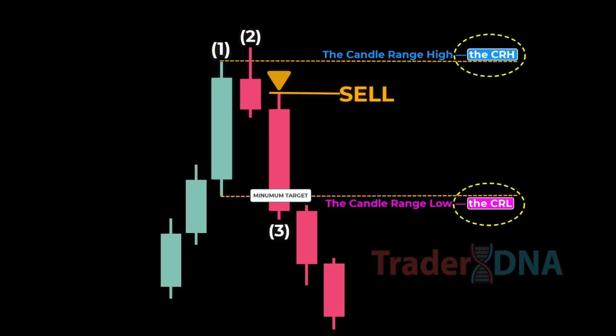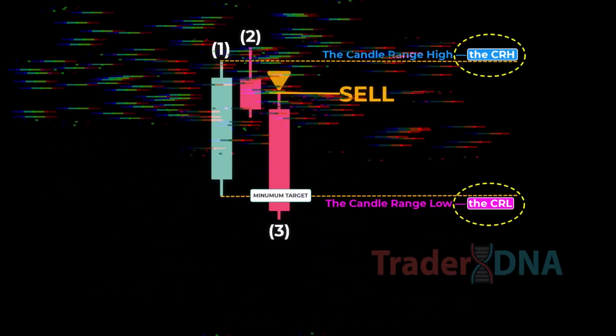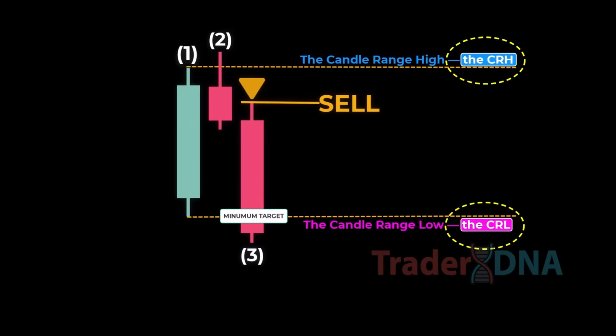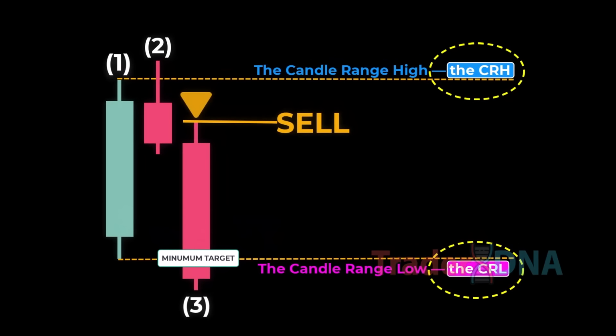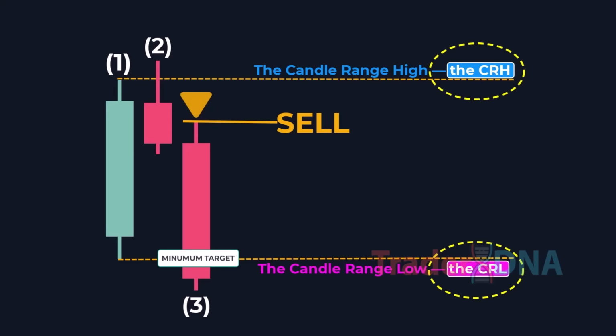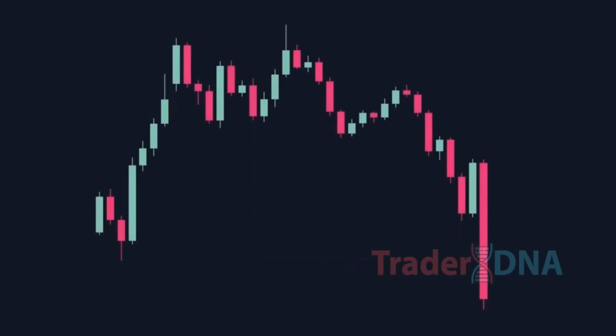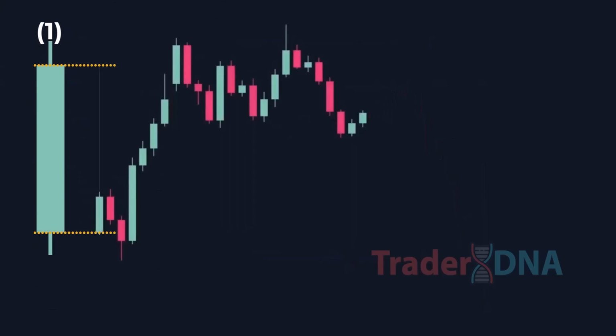Once price trades through the candle range low, the CRL, the 3-candle model is complete. Objective achieved. So at this point, we've broken down candle range theory conceptually. You understand the logic, but now let's actually execute it. Let's drop down in time frame and walk through how we navigate this setup step by step, like we're watching it unfold live.